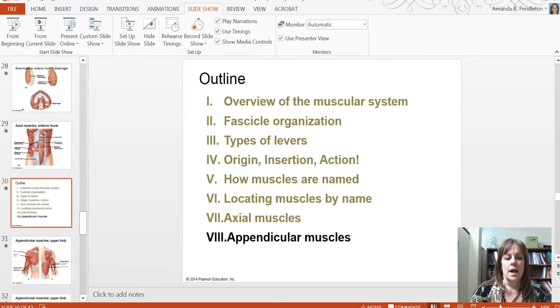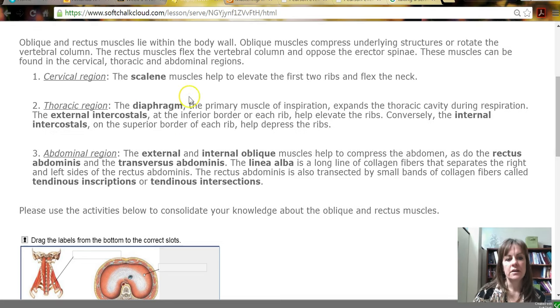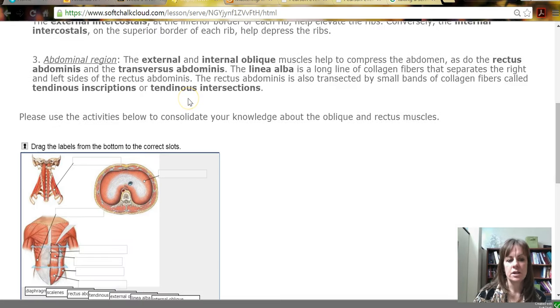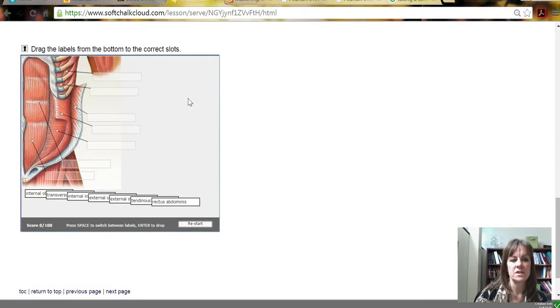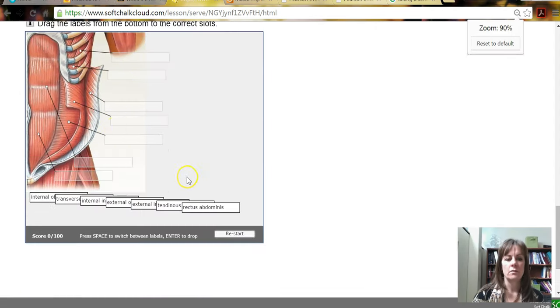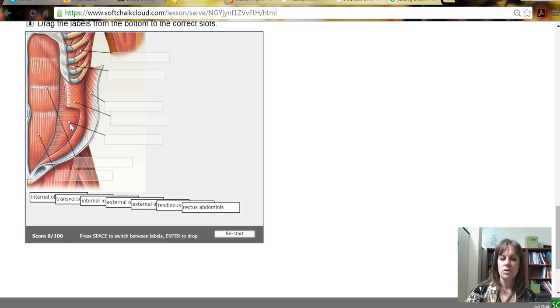I believe those are the muscles in this region, and my suggestion is to go through these activities and use them to practice naming. Be sure that on something like this, right here, you notice this means it's superficial, this is in the middle, and this is deepest. So be sure that you're looking for those sorts of things in these images.